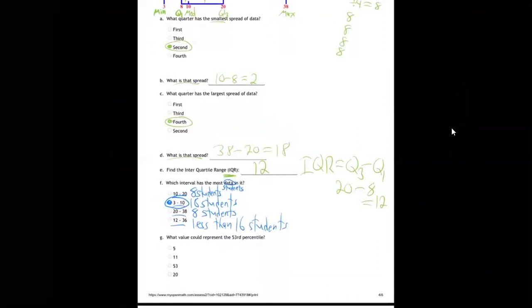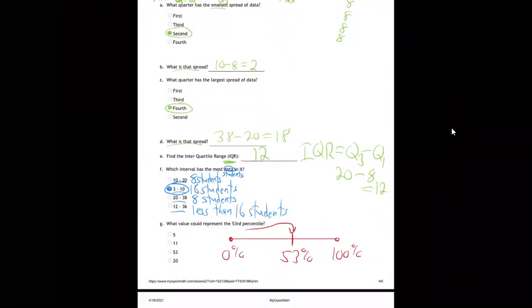That's tricky. Last one, what value could represent the 53rd percentile? 53rd percentile. Well, remember what percentile is? It's a ranking system, right? Which goes from 0% to 100%. So if you're at the 53rd percentile, you're right there. You're just past halfway, right? 53rd percentile. Just past the middle.